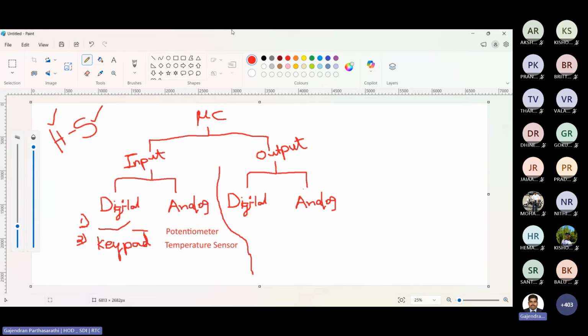Now come to output devices. Example for a digital output.